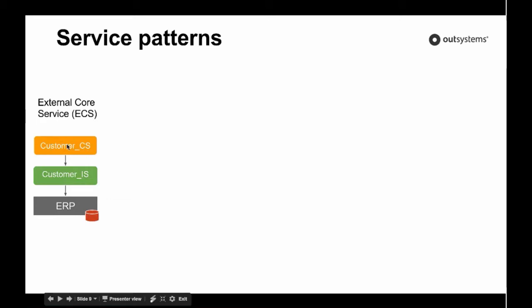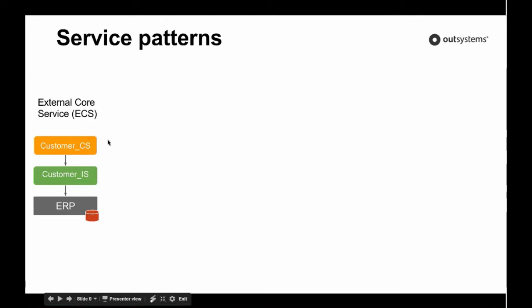The consumers of the customer core service, they don't need to know about external systems. They just consume this system. If I replace this by another system, as long as I remap all the API to the new system, this is invisible or is transparent for the core service itself or the consumers of this core service.